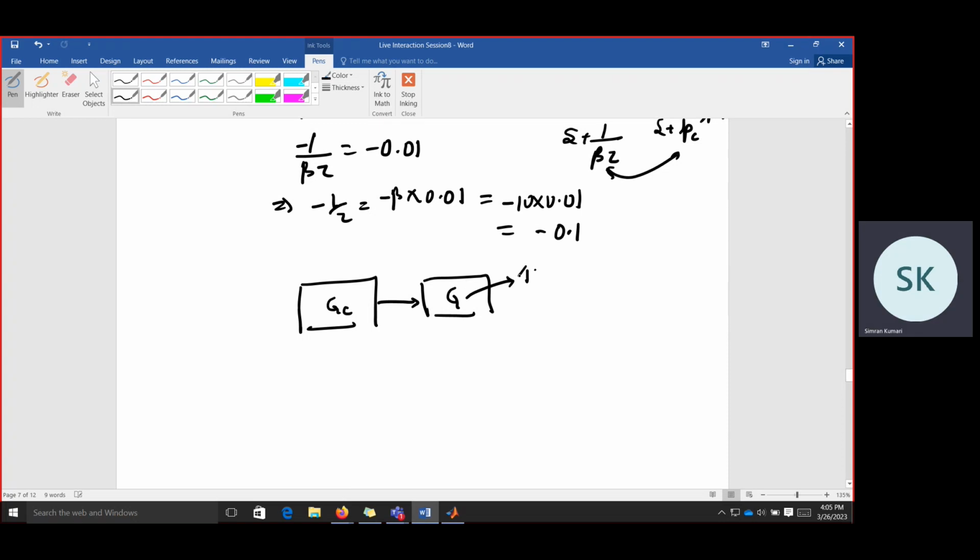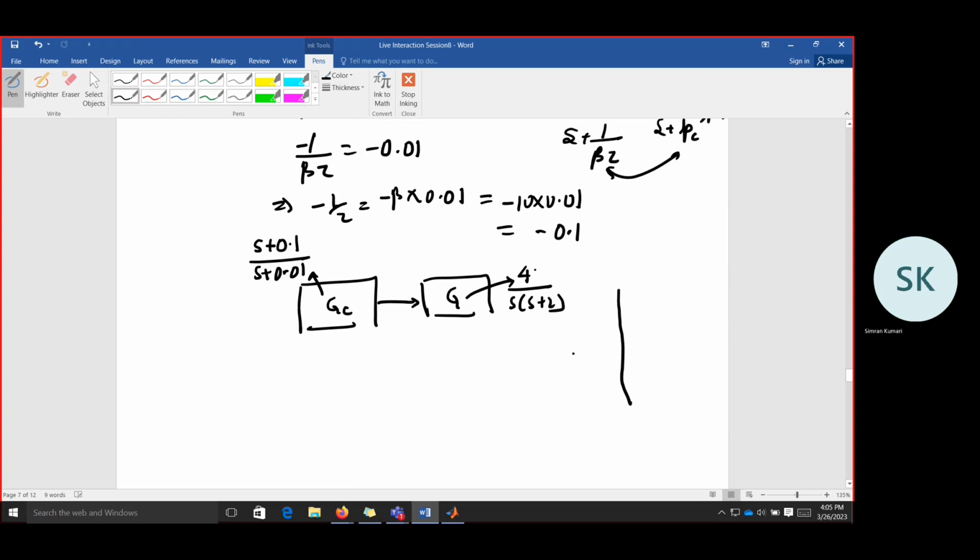And G is equal to 4 by S plus 2, and this is equal to S plus 0.1 by S plus 0.01. Okay. So in the S plane, the open loop poles are at minus 0.01, 0.1, and this one at 2, like this. So we'll just draw the root locus for this system and we'll see whether the steady state error has decreased or not.